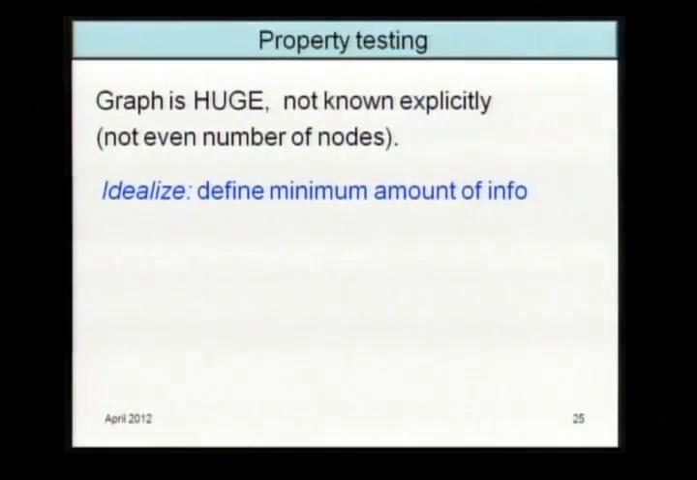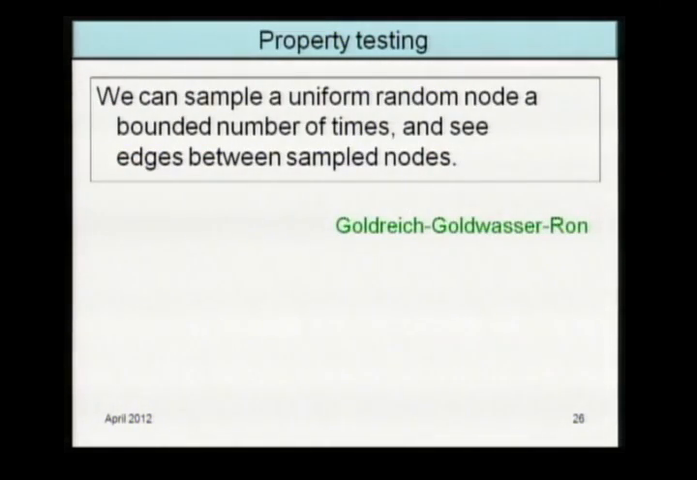And we would like to define algorithms and other problems for such graphs. Now we idealize: we define the minimum amount of information from which anything meaningful can be obtained. And one possible model is the following. It's about 20 years old, or maybe a little more. It goes back to the work of Goldreich, Goldwasser, and Ron. And here is the hypothesis or the model.